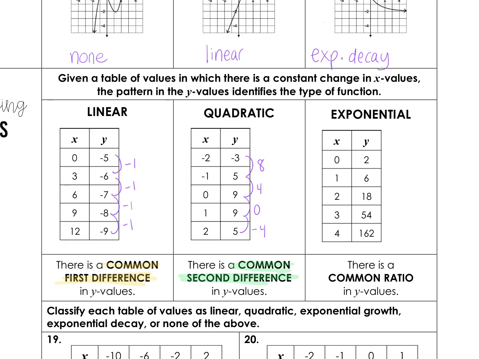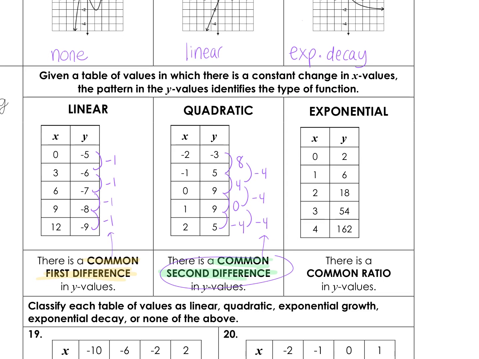Then you find the differences of the differences. So from 8 to 4 is down 4. From 4 to 0 is down 4. From 0 to negative 4 is also down 4. These are the second differences, and those are all constant, which makes it quadratic. These are the first differences.